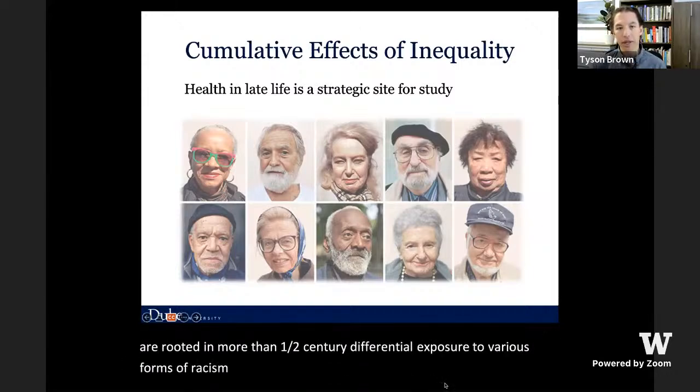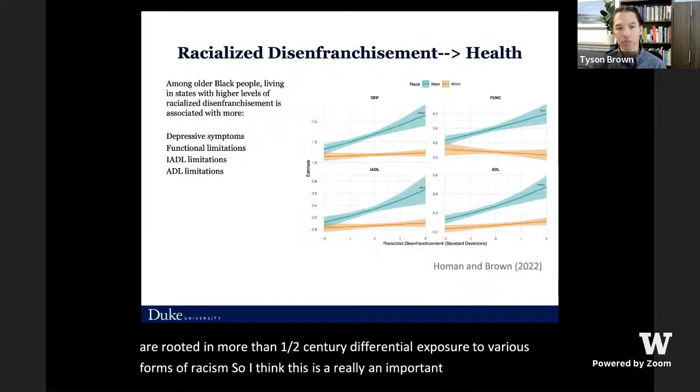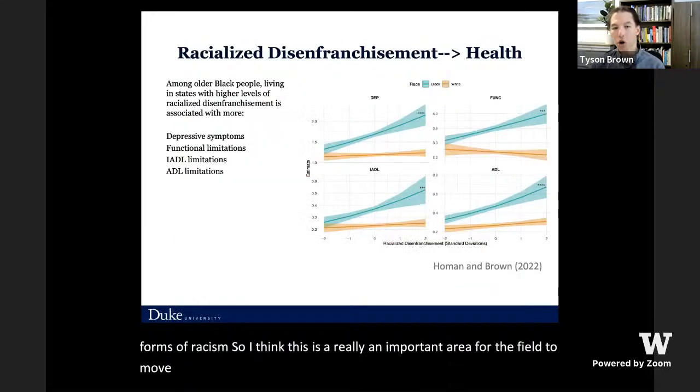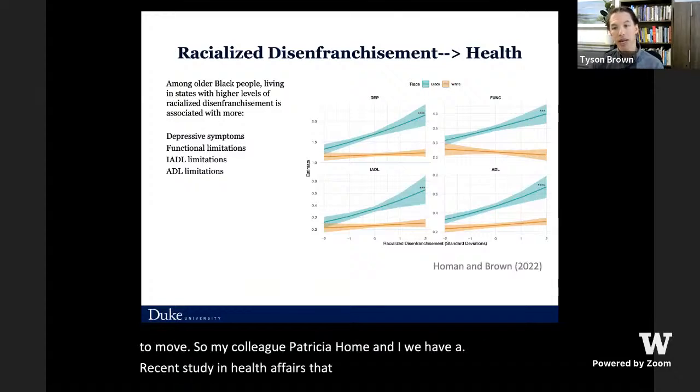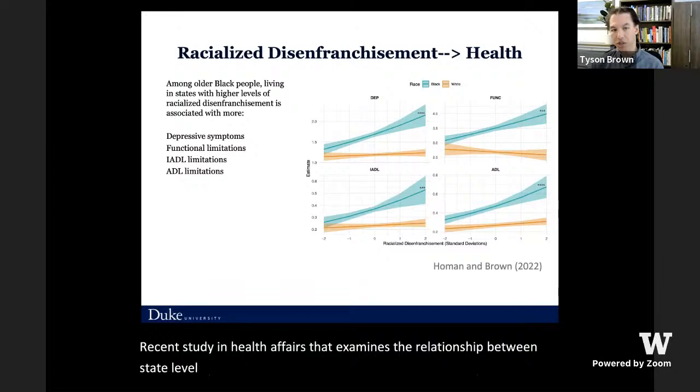So I think this is an important area for the field to move. My colleague, Patricia Homan, and I have a recent study in Health Affairs that examines the relationship between state-level excess Black disenfranchisement and health among Blacks and whites. We use the Health and Retirement Study.